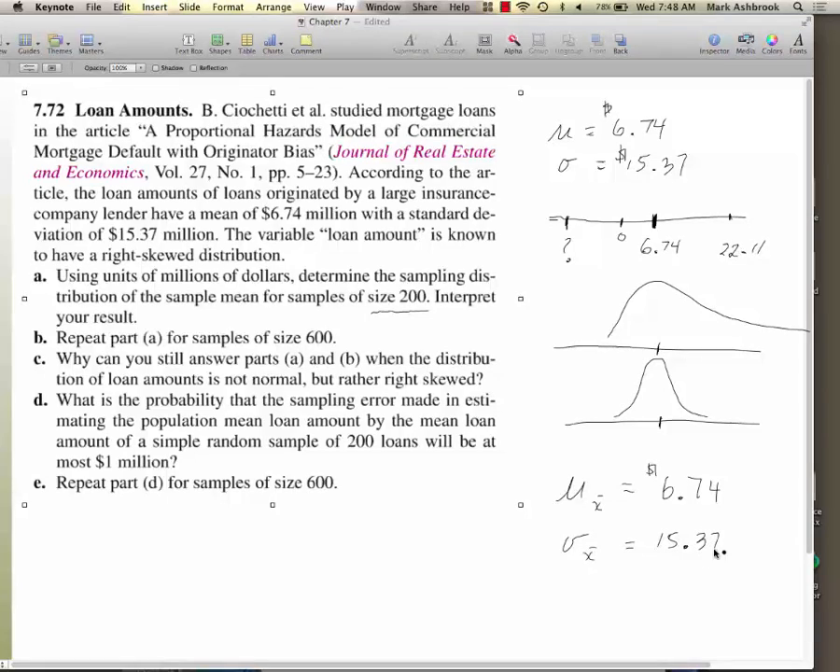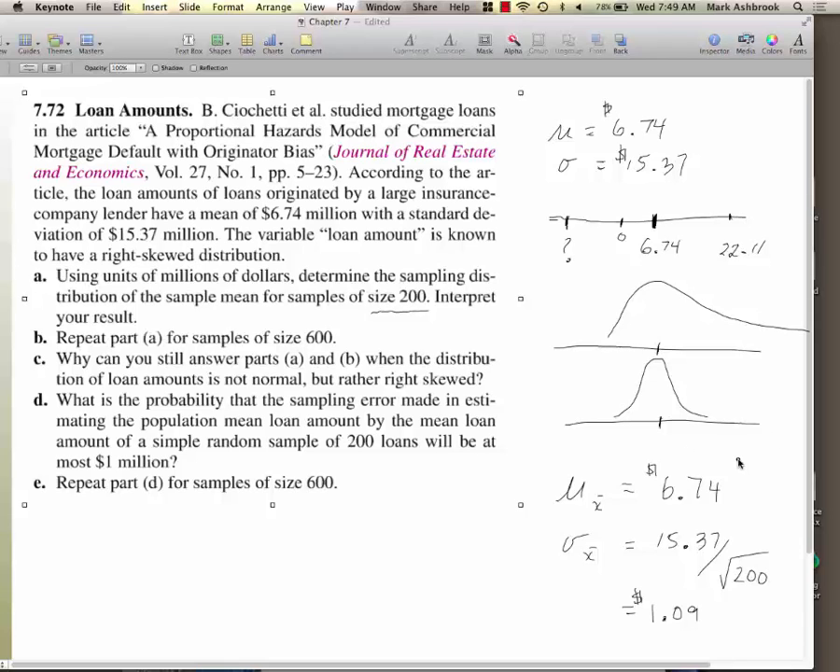That's it. Divided by the square root of the sample size. Someone crank that out. As soon as you get it, tell me. 1.09. And that's also in millions. So now, 6.74 with a standard deviation of 1.09, that gives us room, right? And so that's definitely going to be normally distributed.